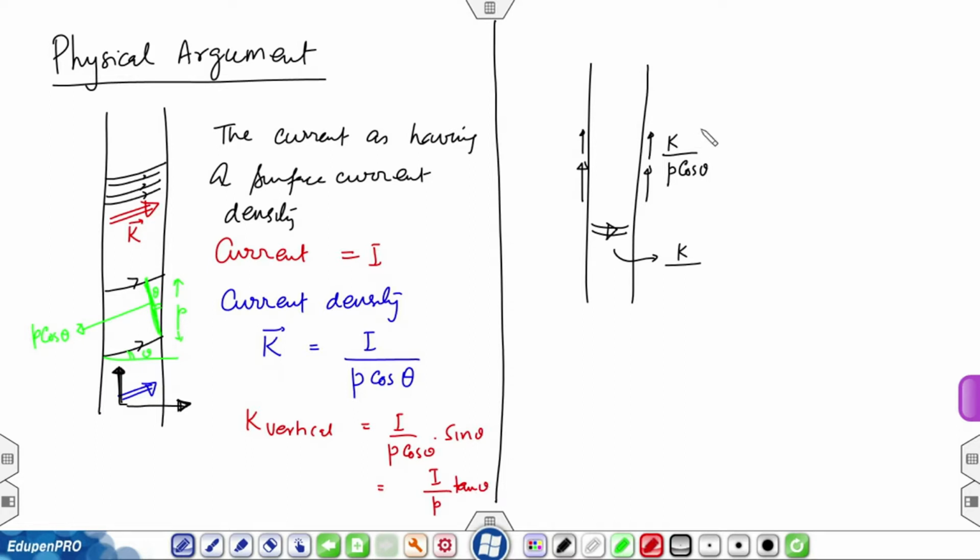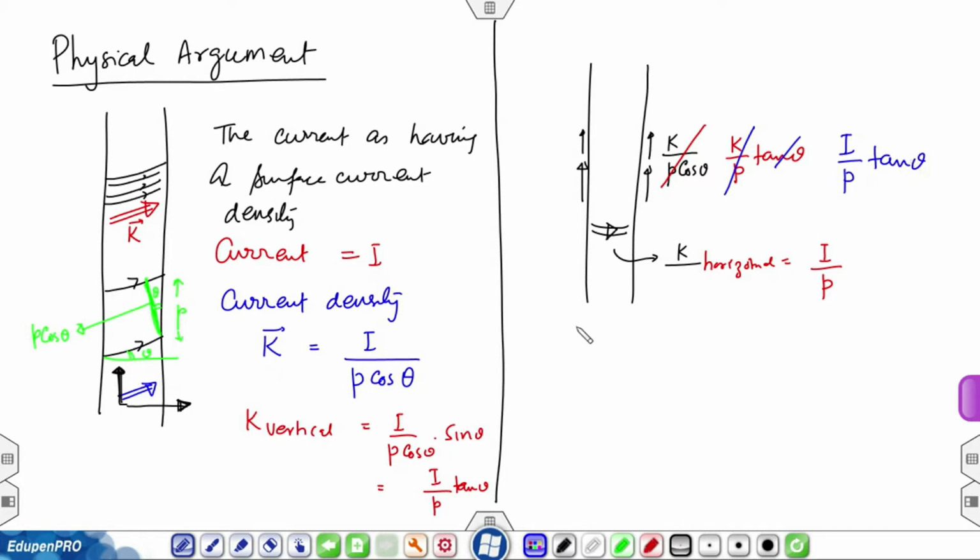So, and this is not correct, this is I over P tangent of theta, and K horizontal is going to be I over P cosine theta times cosine theta. So, that is I over P. Even that is not correct, what I have written earlier, it is I over P tangent of theta. This is K.